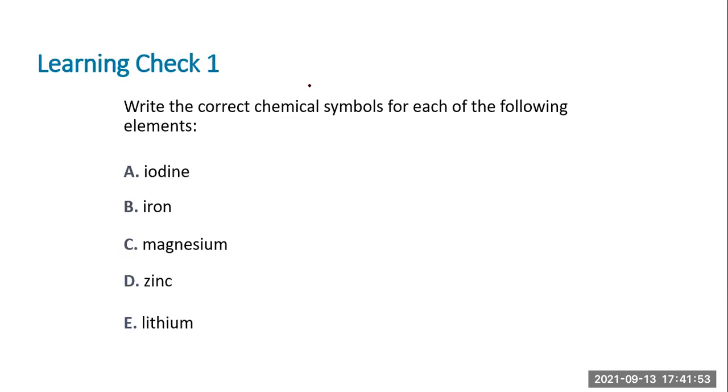Write the correct symbols for each of the following. Iodine is a one-letter symbol, which is I. Iron is a two-letter symbol where we would capitalize the F and lowercase the e. Magnesium is a capital M and a lowercase g. Zinc is capital Z and lowercase n. And lithium is a capital L and lowercase i. So again, two-letter symbols are capital then lowercase, and obviously capital on our one-letter symbols. Any questions on those?